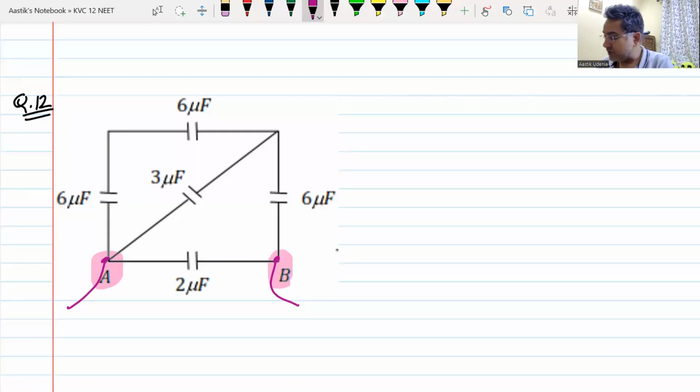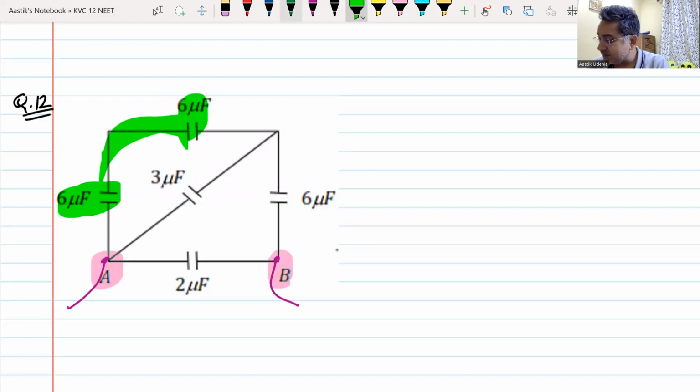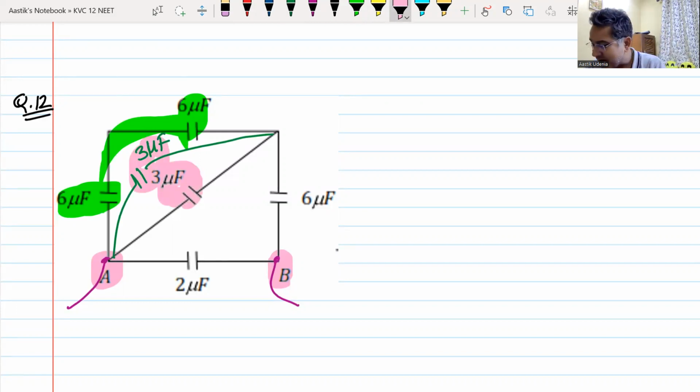So how are you going to do this? Five, sir. Yes. This 6 and this 6 are in series. You can replace this 6 and 6 and put 3 microfarad. Now look at this 3 and this 3. These 3 and 3 will be in parallel. That means it becomes 6 again.